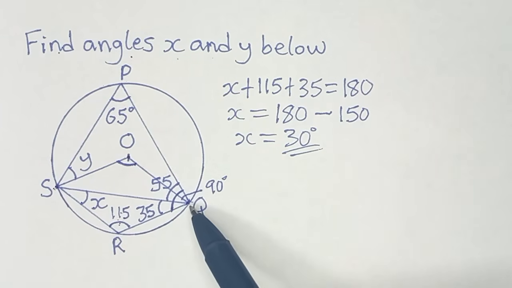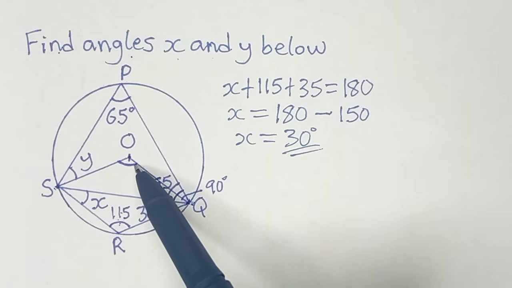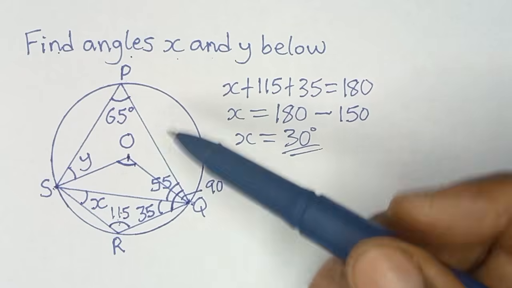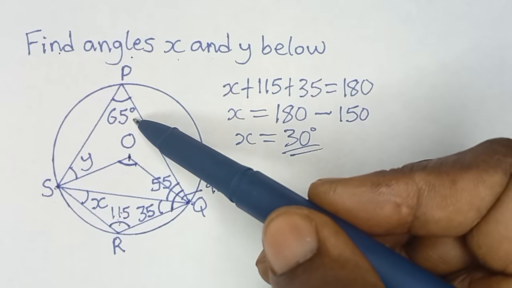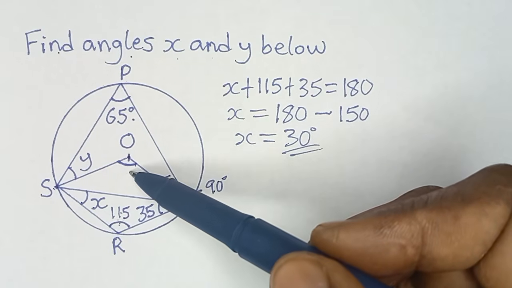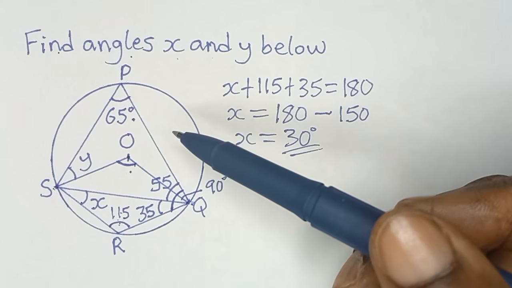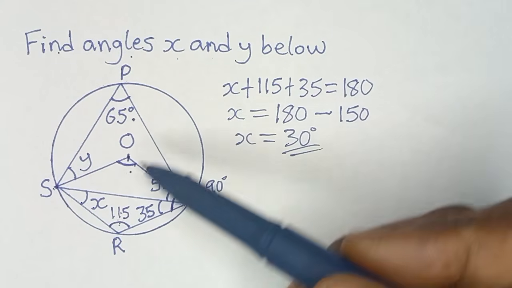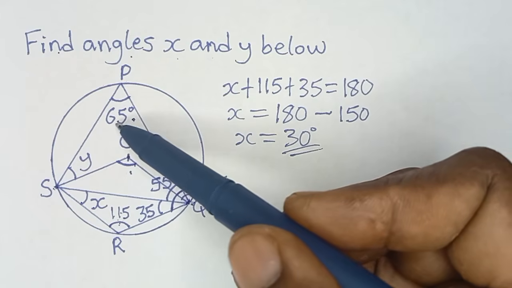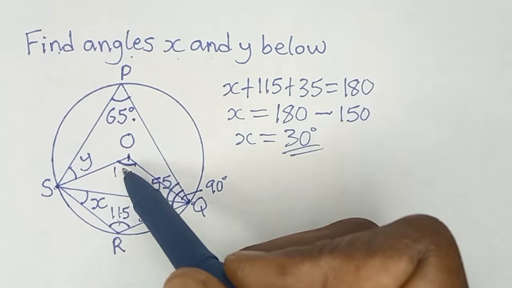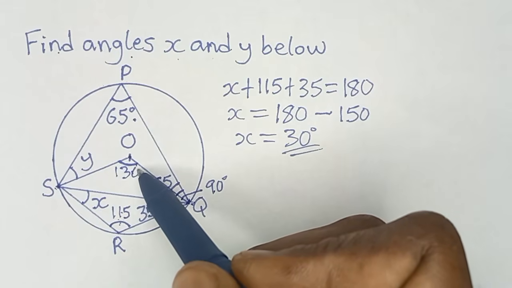So in such a situation where lines are coming from the same point and two of them go to the center and another two to the circumference, then we should know that the angle at the center is twice that at the circumference. That is a special circle theorem. So for us to get this one at the center, we're going to multiply 65 by 2. 65 times 2 is going to give us 130 degrees.